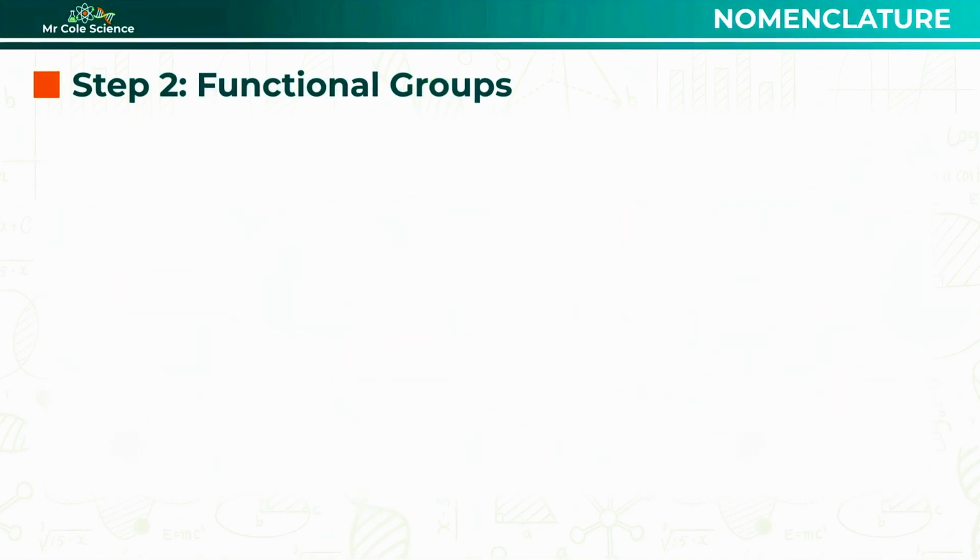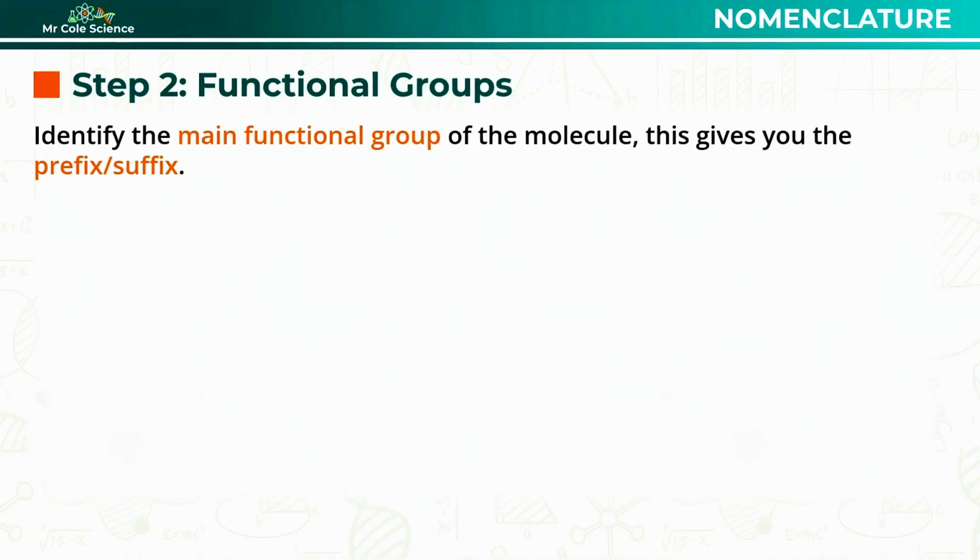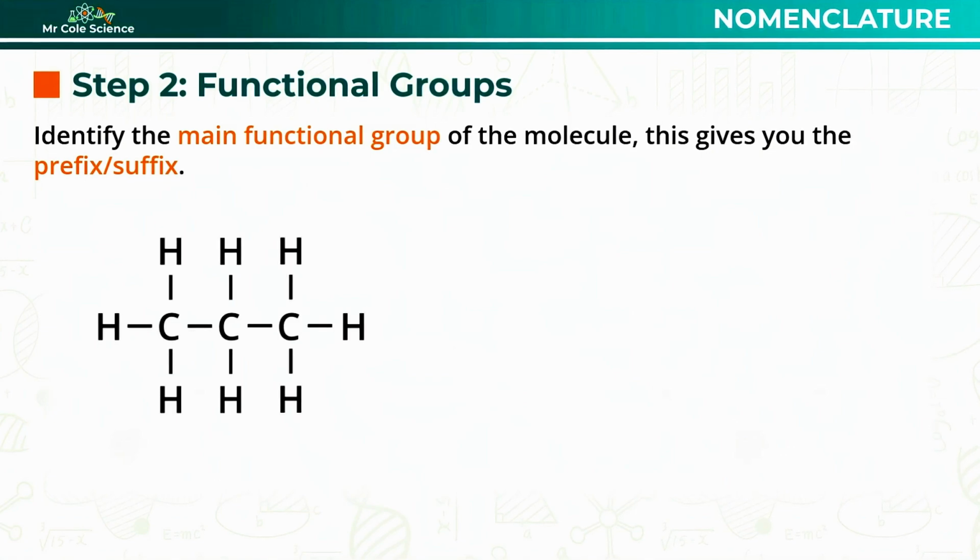Now that we've identified the stem of our name, the next step is to identify the main functional group within the molecule. This is important because the functional group determines how the molecule behaves chemically, but also identifies the homologous series that the compound belongs to. And once we know the homologous series, we can then determine whether the name uses a prefix, a suffix, or both. Now, this builds directly on your understanding of functional groups and homologous series, so make sure you're comfortable with those before moving on. So let's have a look at our first example.